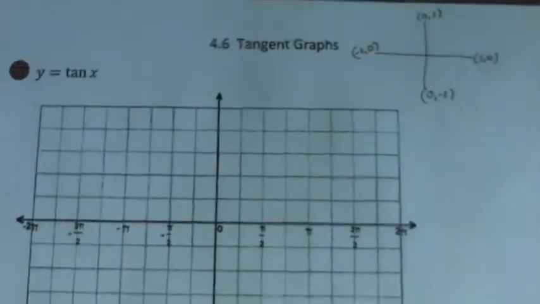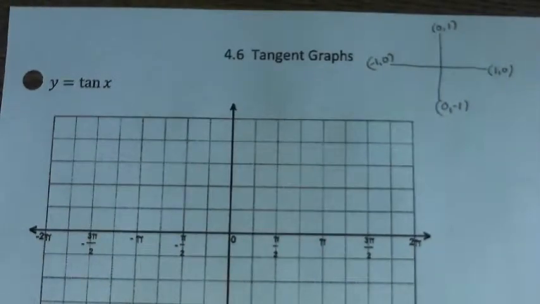And what was the shortcut for coming up with the tangent when you have the points? Y divided by x, right? Sine divided by cosine. So the y coordinate divided by the x coordinate.